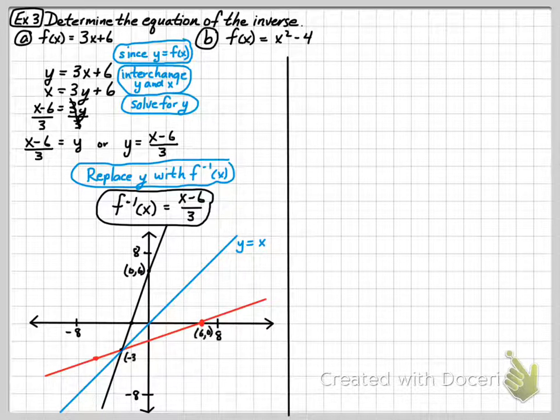One of the points is 0, 6 on my original function. On my inverse function, it's going to be the point 6, 0. Negative 3 is a point that belongs to both graphs.